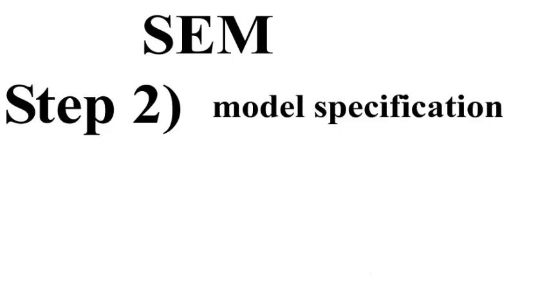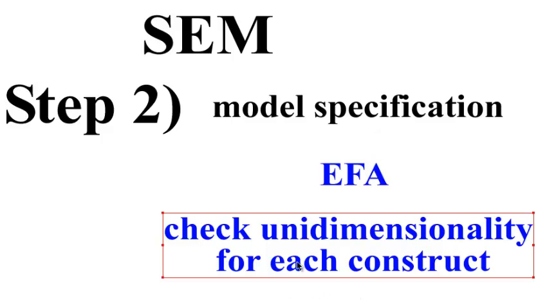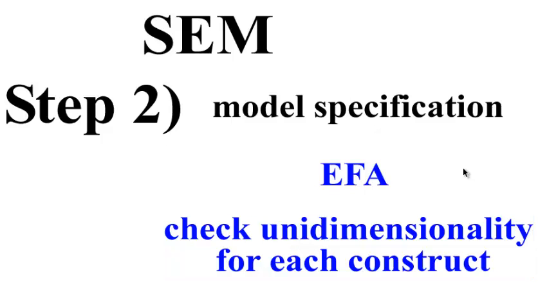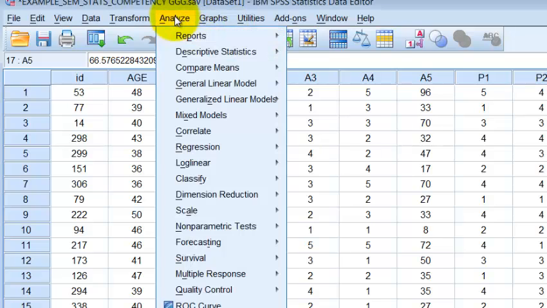All right, step 2. This is called model specification, and under that, we are going to run an exploratory factor analysis (EFA), and then we have to check each construct for its unidimensionality. We'll show you how to do that when we get there. So let's get going. All right, exploratory factor analysis in the blink of an eye.